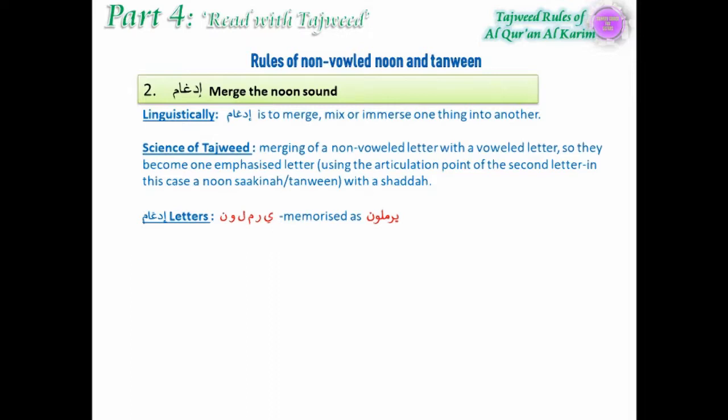The letters of Idghaam are ya, ra, mim, lam, waw, noon, and it could be memorized as yarmaloon. Now, it's good to know the definition of Idghaam, as some of these rules are related to other letters also. In this particular case, we are talking about the Idghaam that occurs when there's a noon as-saakinah and tanween.